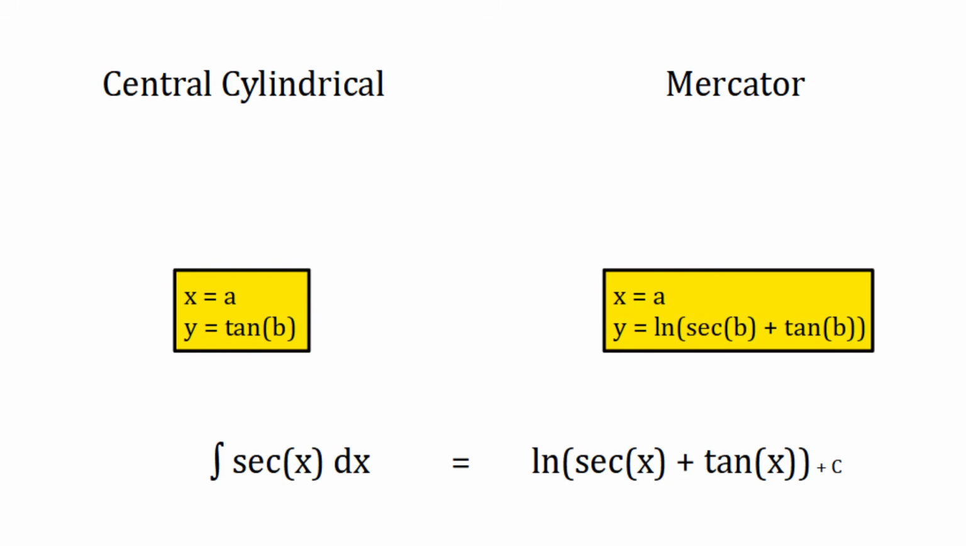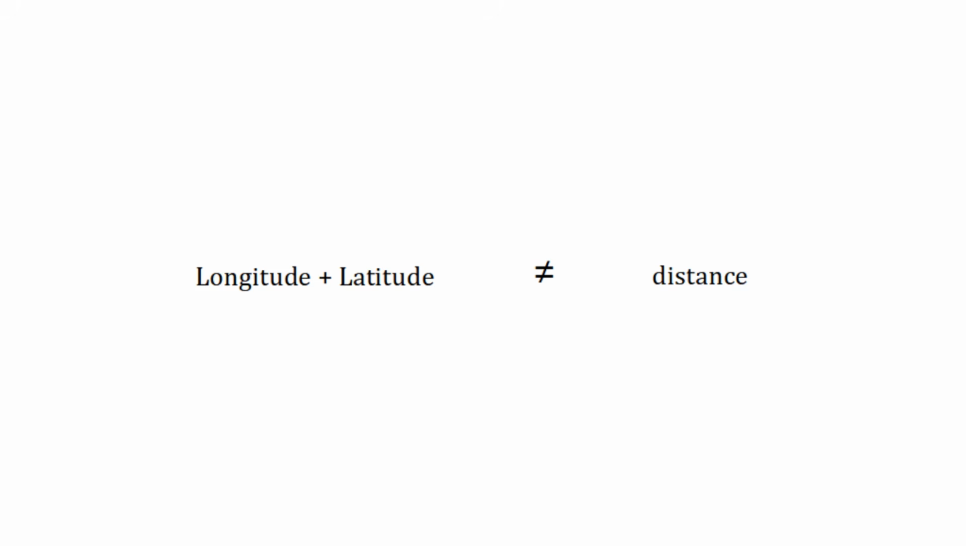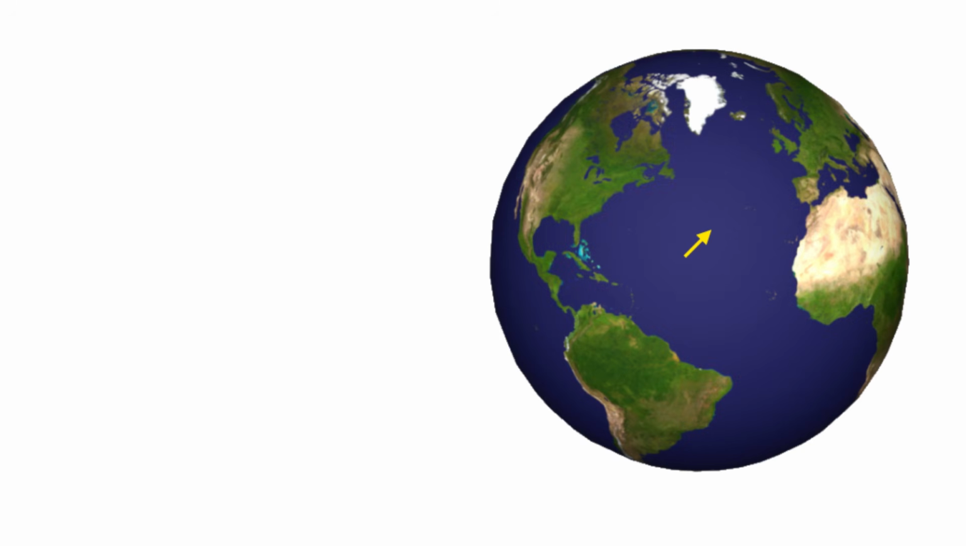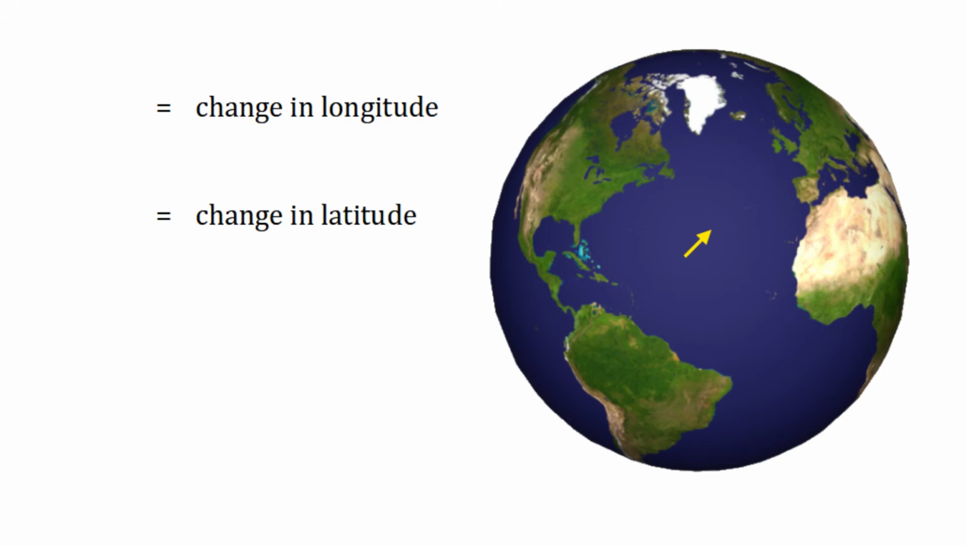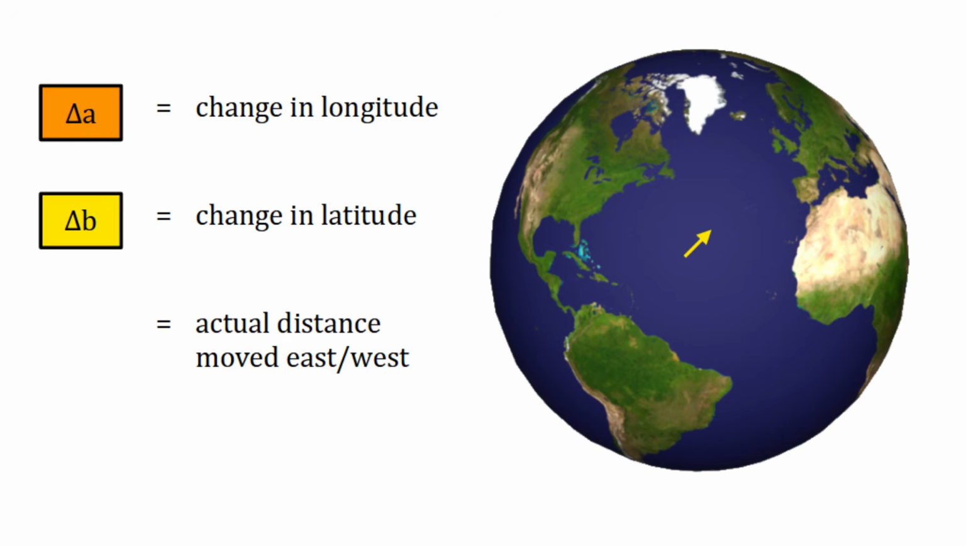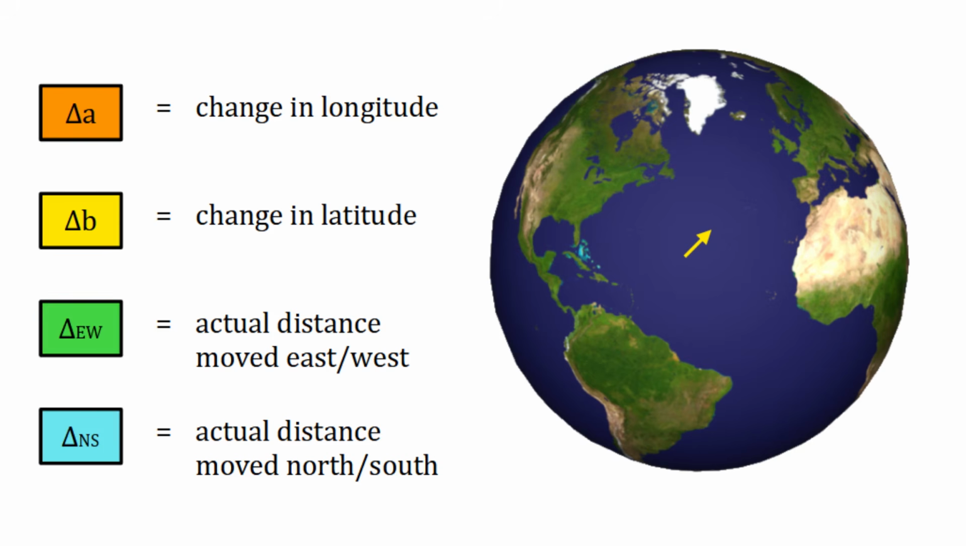But why is it here? Well, it's ultimately because latitude and longitude don't perfectly correspond to actual distance traveled. When you move a short distance along Earth's surface, your latitude and longitude will change by some amount. To represent these values, we will use delta A and delta B. You will also have values for actual distance moved in both the east-west direction and the north-south direction. We can call these values delta EW and delta NS.